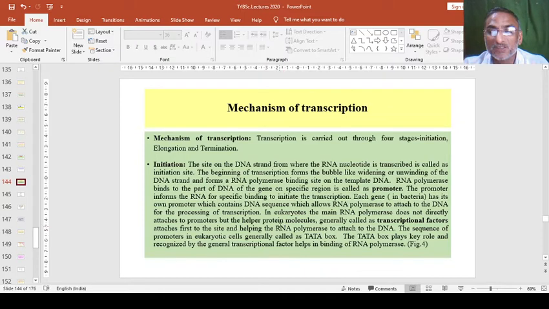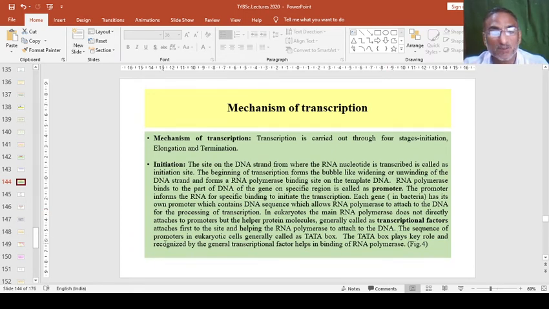In eukaryotes, the main RNA polymerase does not directly attach to the promoter, but helper protein molecules, generally called transcriptional factors, attach first to the site, helping the RNA polymerase to attach to the DNA. So this is the different activity that occurs in eukaryotes. It means the helper proteins called transcriptional factors are there, whereas in bacteria or prokaryotes, the simple attachment is direct.